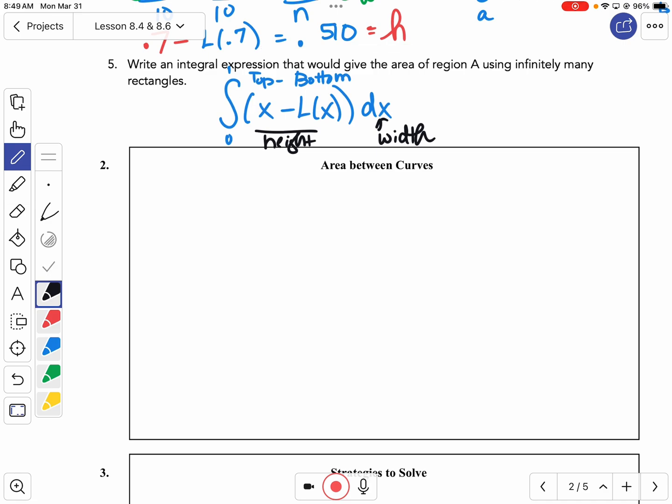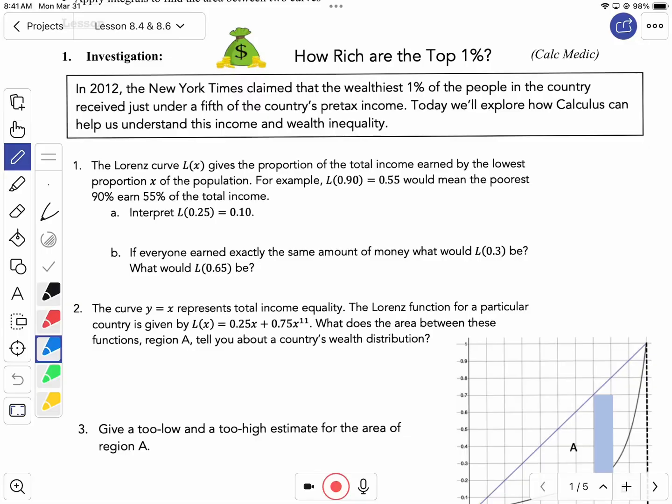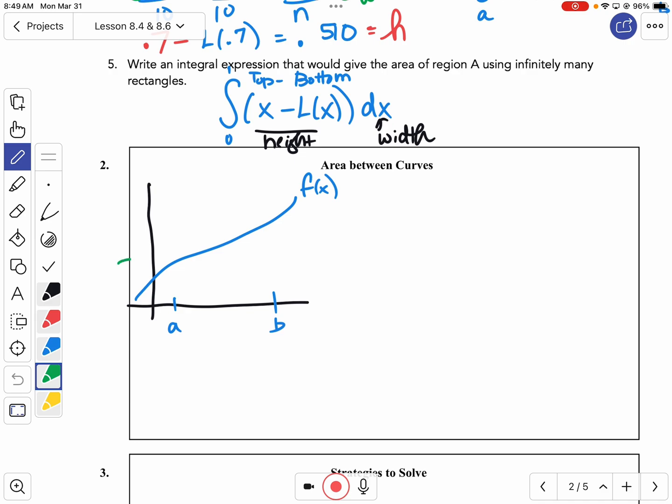So let's say that we have a region. Let's look at this one. All right. We're going from A to B. We're going to do f of x. And we're going to do g of x. Okay. So we've got our two functions, right? And we want to find the area between those two. Okay.